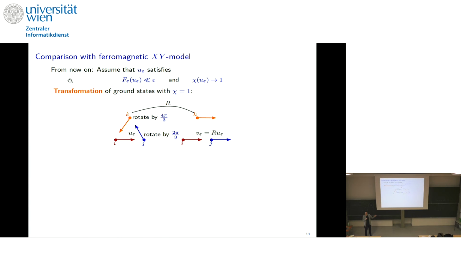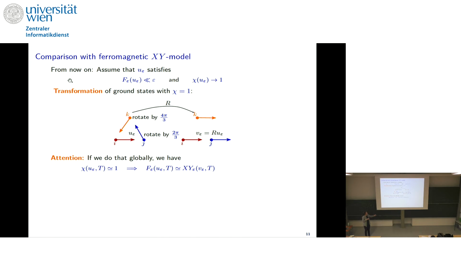Okay. So then, since we assume that our chirality converges to 1, we would like to do a change of variables based on a suitable transformation of ground states with chirality 1. So if I have a ground state with, locally on one triangle, chirality 1, then if I rotate on the blue sublattice, labeled here by J, by 2 pi over 3, or 120 degrees if you want, clockwise, then I transform these two into parallel vectors, which are the ground states for the ferromagnetic. And the same, if I rotate here by 4 pi over 3, then I have a set of 3 parallel vectors, which are, again, ground states for the XY ferromagnetic.